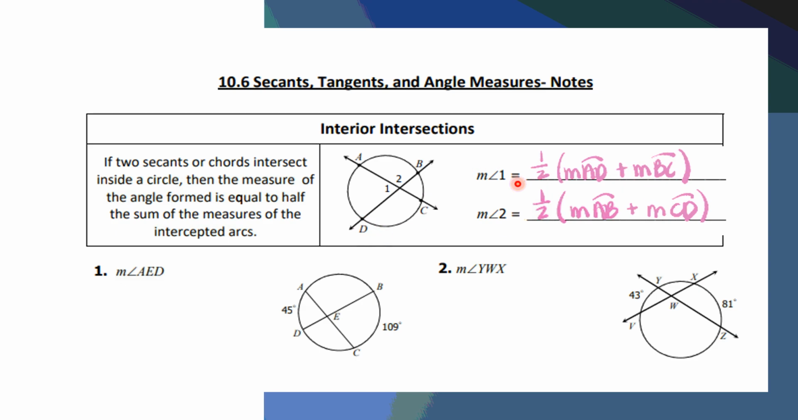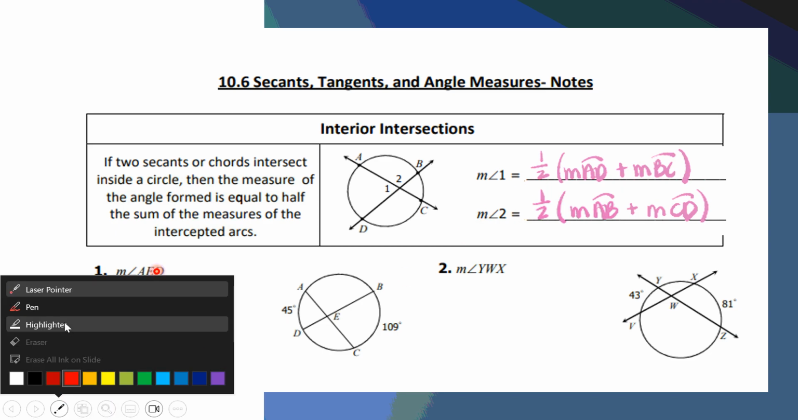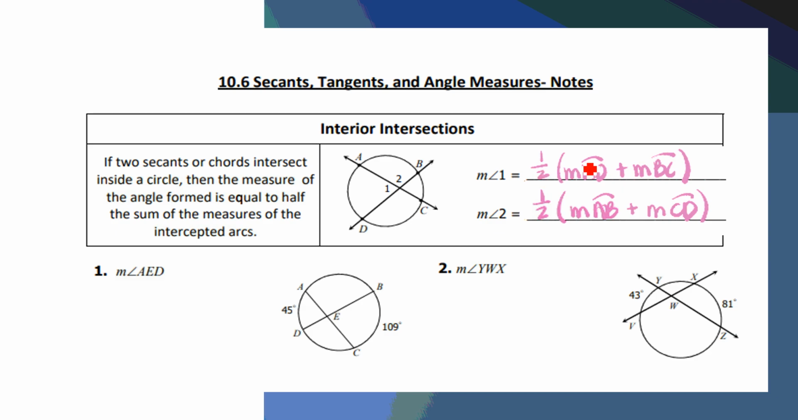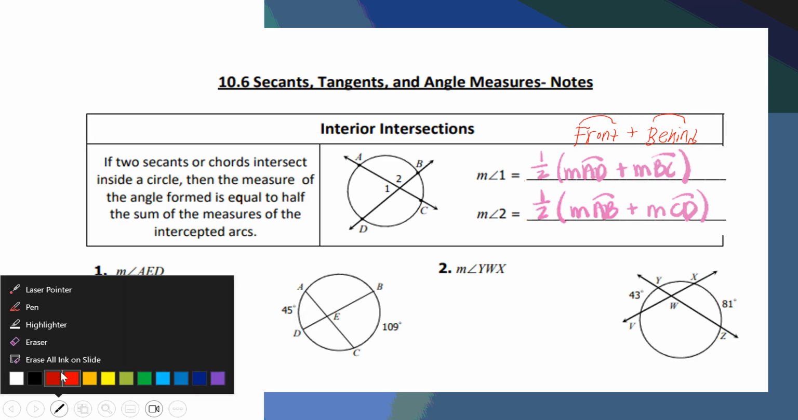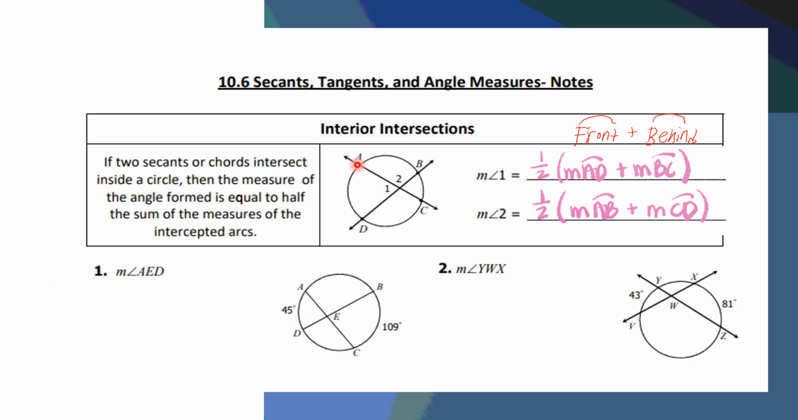So basically, the reason why both of these are here, it's really the same idea. A simplified way to think about these arcs too, is that basically it's going to be half of the arc that's in front of it plus the arc that's behind it. So just add those together and divide by 2. So again, going back to here, AD is the arc that's directly in front of it. Angle 1 is looking at that arc, and then the one right behind it. Same thing with 2. So you can think of it as the front plus the back, and then divide by 2.